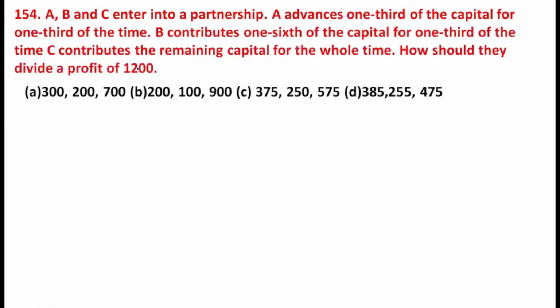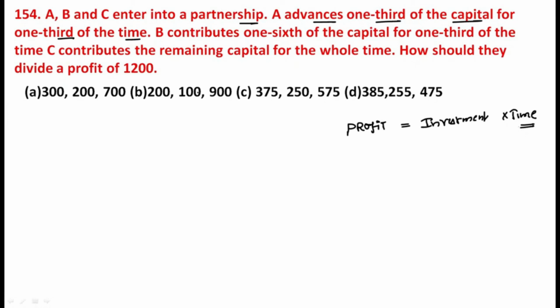Now go for question number 4, that is 154. Now the next one, see, 154th. A, B, C enter into a partnership. A advances one third of the capital for one third of the time. Guys, see, we already know that in the concept of partnership, profit can be calculated based on a person's investment and the duration. These are the two important parameters that decide a person's profit in the business.